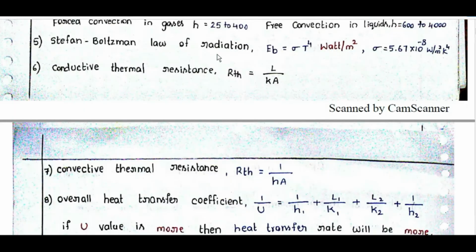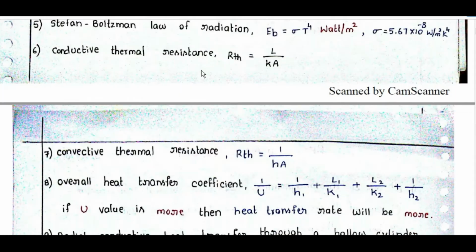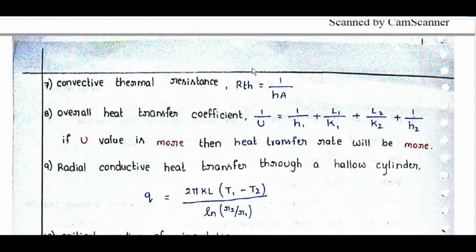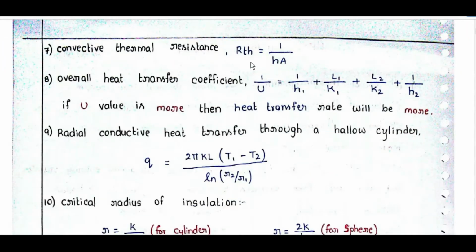Stefan-Boltzmann law of radiation, Eb is equal to sigma T power 4 watt per meter square. Sigma is equal to 5.67 into 10 power minus 8 watt per meter square Kelvin power 4. Conductive thermal resistance, Rth is equal to L by KA. Convective thermal resistance, Rth is equal to 1 by hA. Overall heat transfer coefficient, 1 by U is equal to 1 by h1 plus L1 by K1 plus L2 by K2 plus 1 by h2.